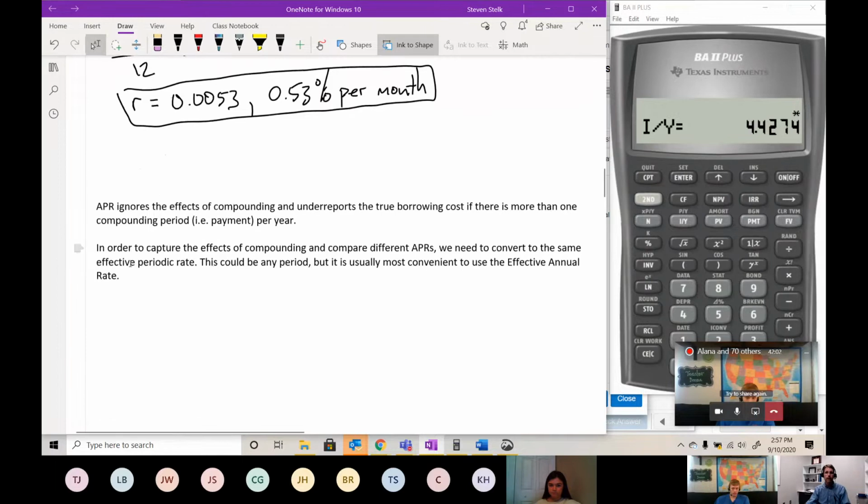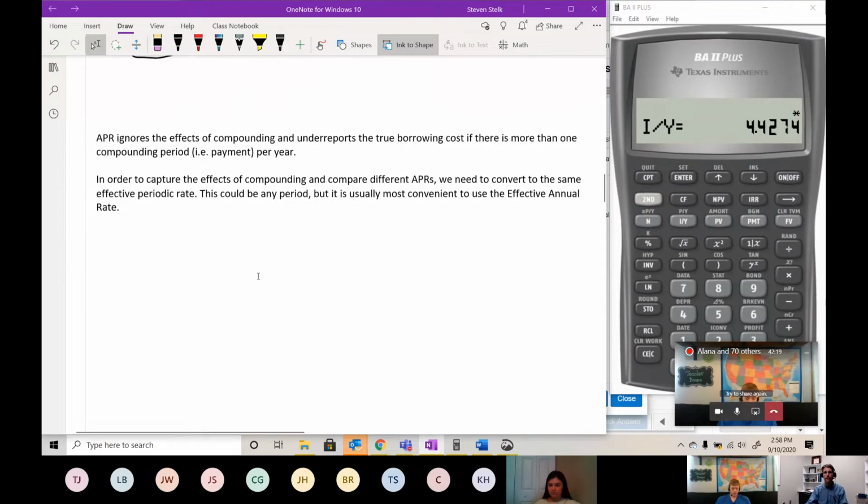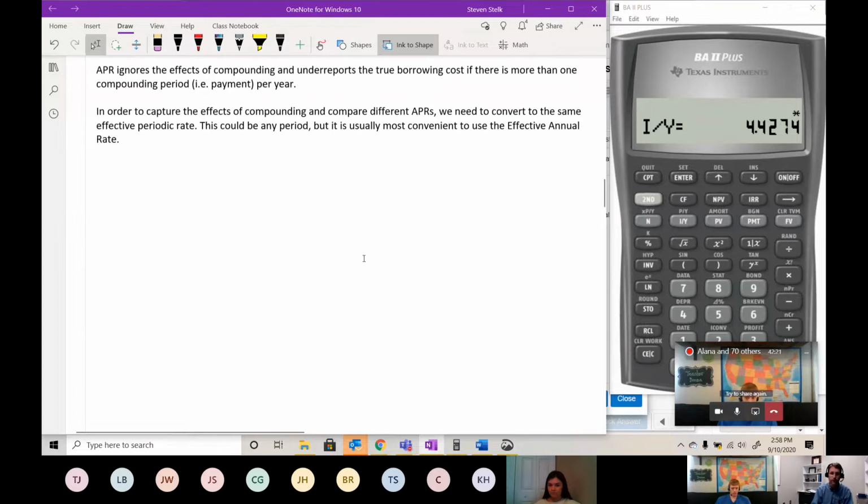Okay. So in order to capture the effects of compounding, and also if we want to compare different annual percentage rates, we need to convert them to the same effective periodic rate. That can be monthly, it could be weekly, it could be anything, but typically we'll convert it to an EAR, or effective annual rate, in order to look at the true borrowing cost or to compare the rates on different loans. So let's look at part B.